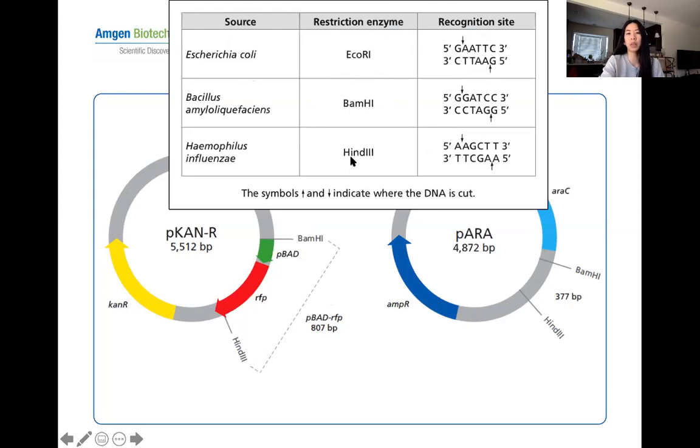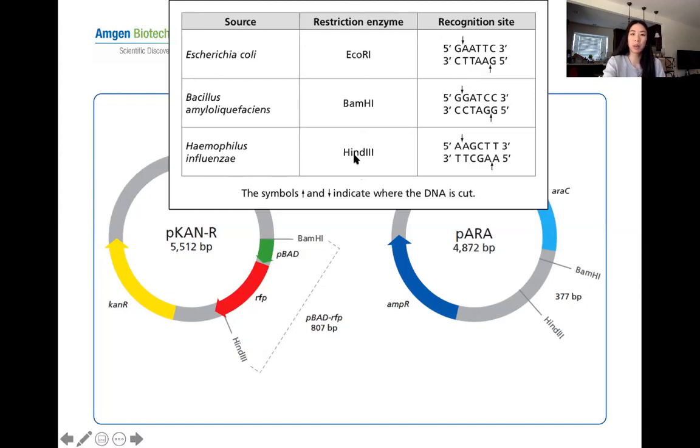BamHI, HindIII, they came from these two bacteria cells. And the reason why bacteria have restriction enzymes is because it's kind of like their defense mechanism. It cuts up foreign DNA. It's kind of like their immune system. So if a bacteria cell got infected by a phage, for example, a bacteriophage, this foreign DNA from the virus, these restriction enzymes could, in theory, attach to the viral DNA and cut it into pieces so that the bacteria isn't affected. So that's how they evolved originally.